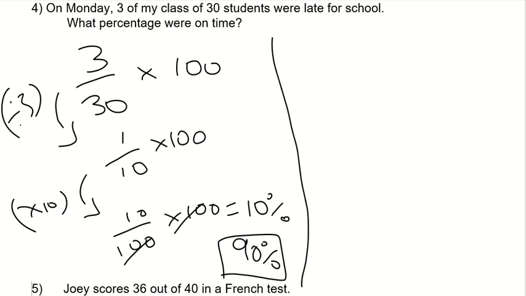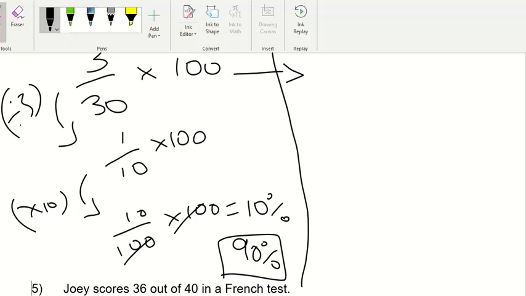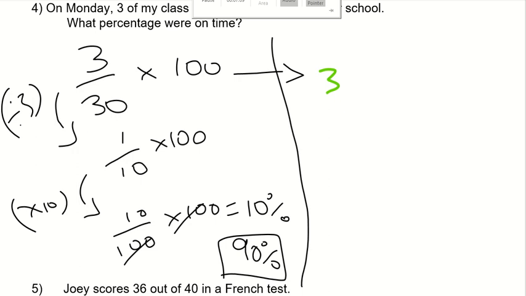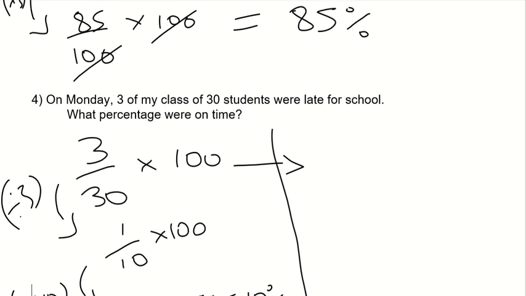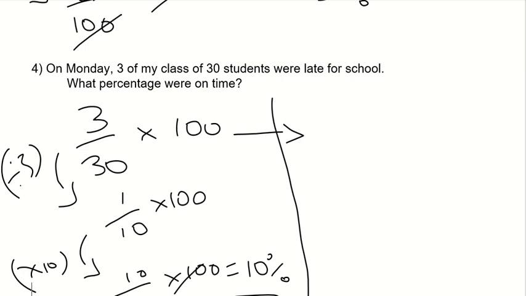Now I'm going to show you a different method instead of doing all of this working out. Let's start off with what we had to begin with. Okay, so let's look at this alternative method. We start off with the same thing. We've got 3 over 30 times by 100.